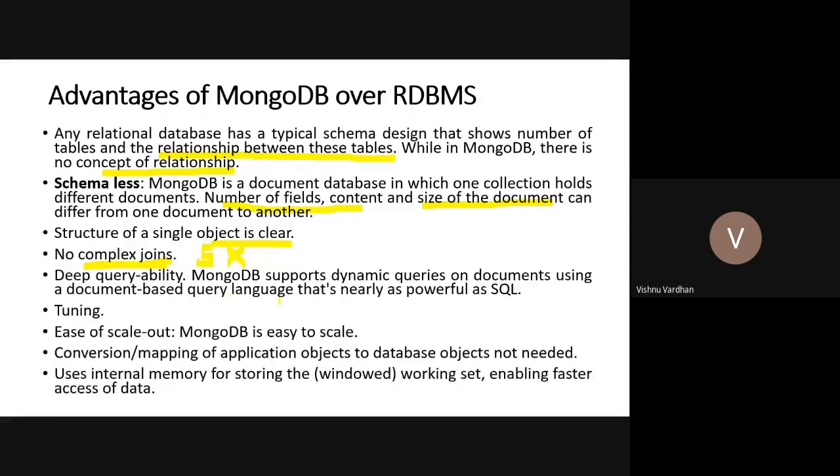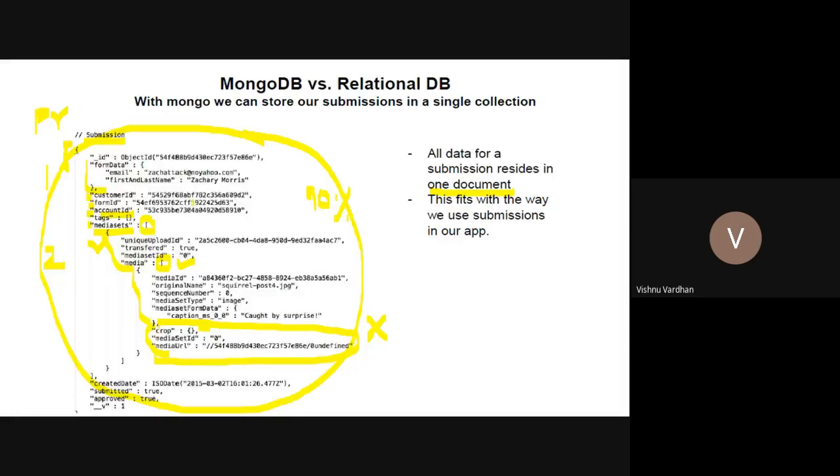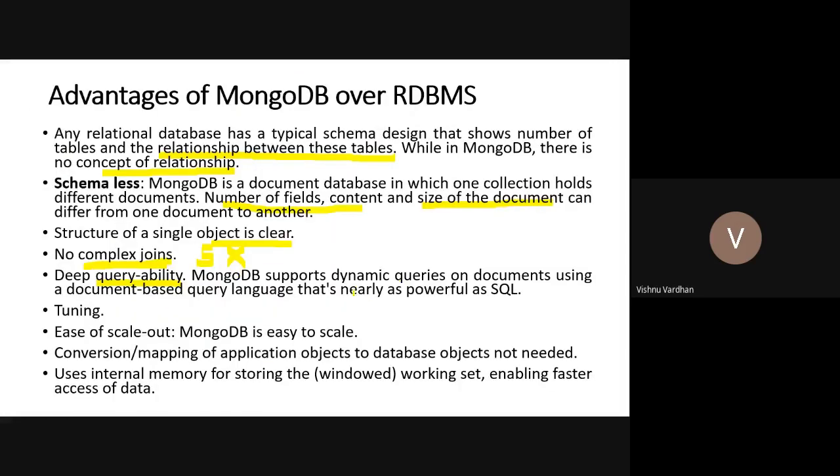Deep queryability. MongoDB supports dynamic queries on documents using a document-based query language that is nearly as powerful as SQL. Okay, so we can create deep queries using MongoDB. What I mean by deep query is that you can go down into this particular object and fetch the data which you require. So in that way you have the deep queryability available, and it is as powerful as what SQL offers for performance. Then tuning, we can also do the tuning in MongoDB.